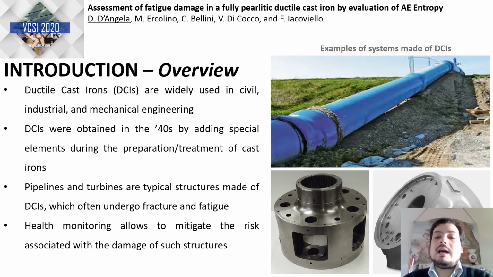On the right of the slide, you can see typical examples of engineering systems and structures made of ductile cast irons. On the top, you can see a pipeline system, and below, some components of engines and wind turbines.